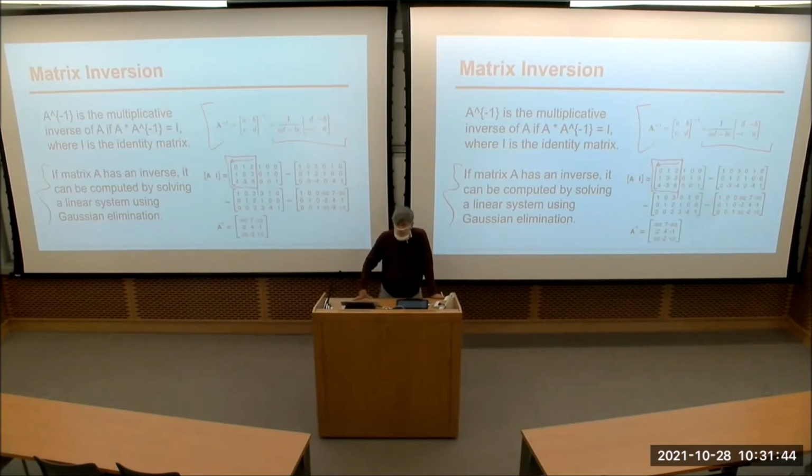The inverse of a matrix, remember, is what you multiply it by to get the identity matrix. So what are we going to do? We're going to use Gaussian elimination to reduce this to an identity matrix. But then we're going to perform the same operations on what was initially the identity matrix.